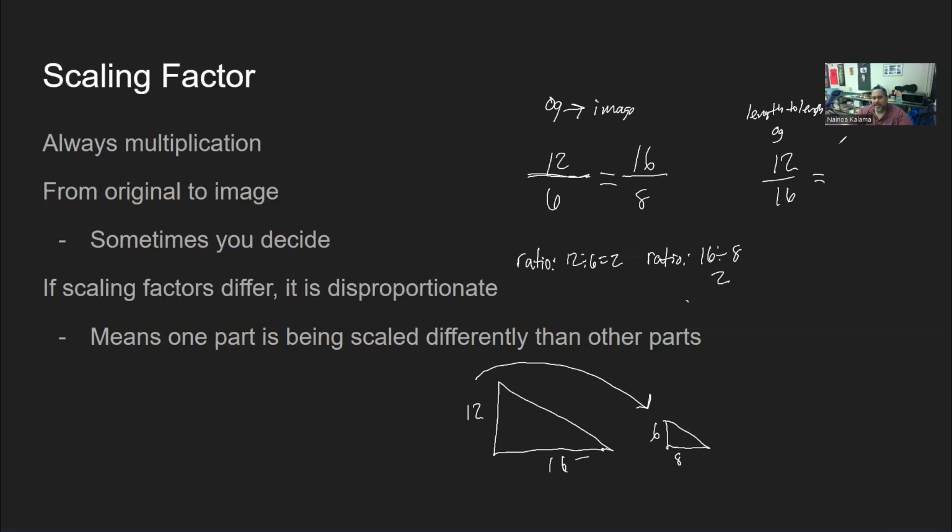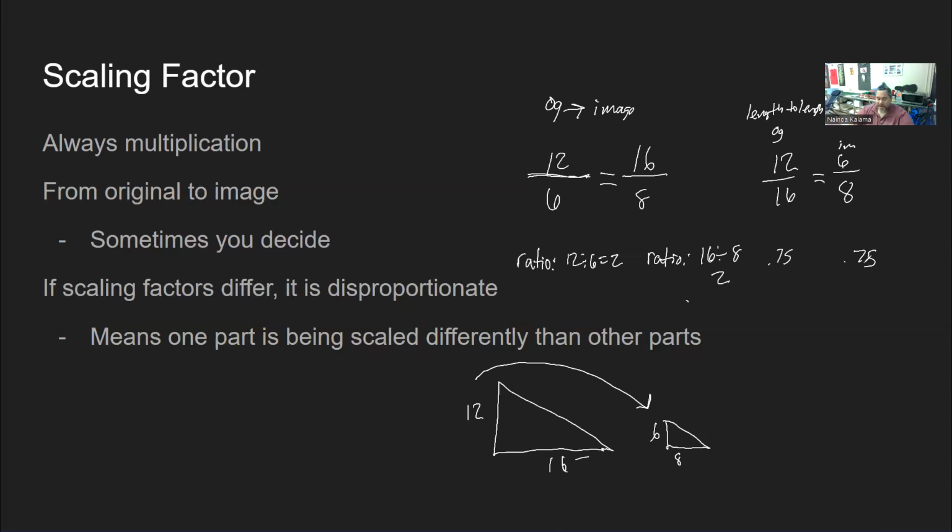And then the image, its height, if it was scaled properly, should have that 6:8 ratio equal that 12:16 ratio. And sure enough, it does. This is 0.75, and this is 0.75. So you can see the scaling was correct.